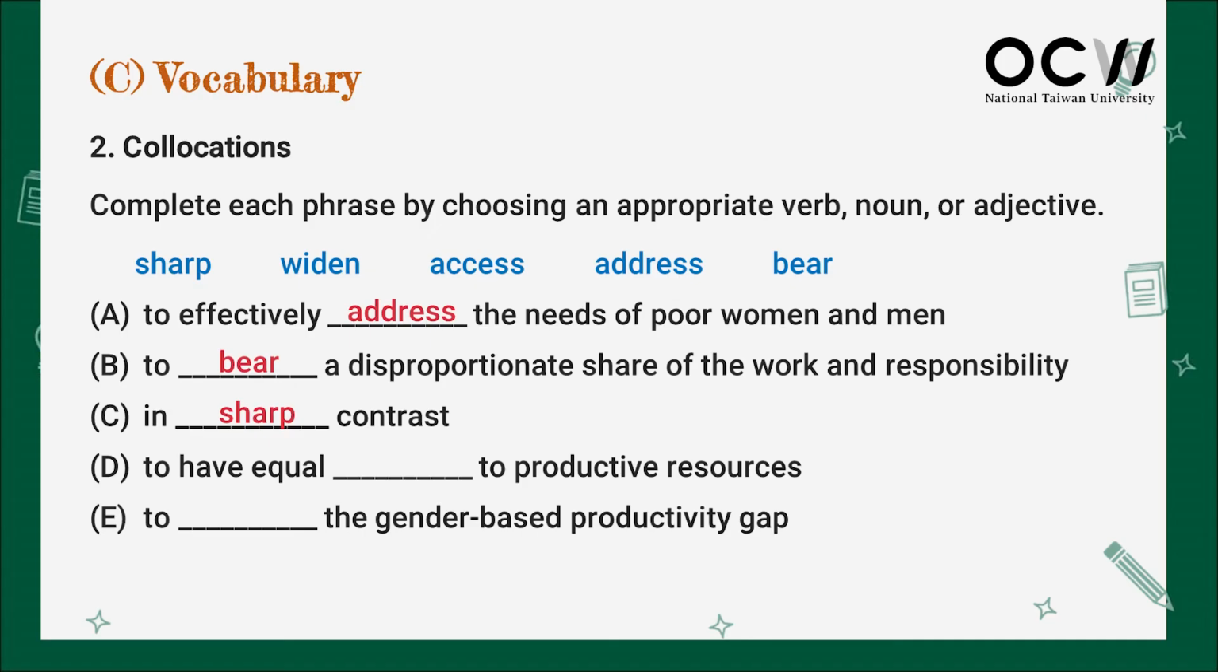Then the third one will be in sharp contrast. It was an adjective. But in this case, the word sharp doesn't necessarily mean you're getting cut by scissors, but rather it's a very crisp, it's a very evident contrast. And then to have equal access to productive resources. Now, this particular access doesn't mean that you can get into places, but rather whether you can get these particular items you want from somewhere else. And the last will be to widen the gender-based productivity gap. Did you get all of them right?